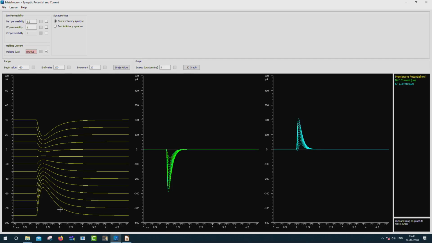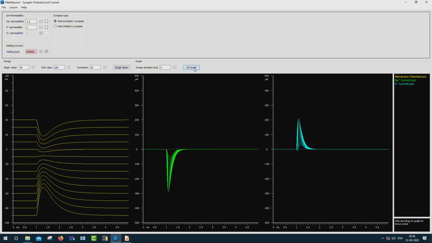So at different currents, the begin value is minus 50, the end value is 200, and these are the increments. We are talking about microamps. You see how the membrane potential changes. There are inward currents happening, and the membrane potential approximately reverses somewhere here. Likewise, the potassium current is happening at the same time. That is an outward current, and as you change it, the reversal potential is an interplay of both these conductances.